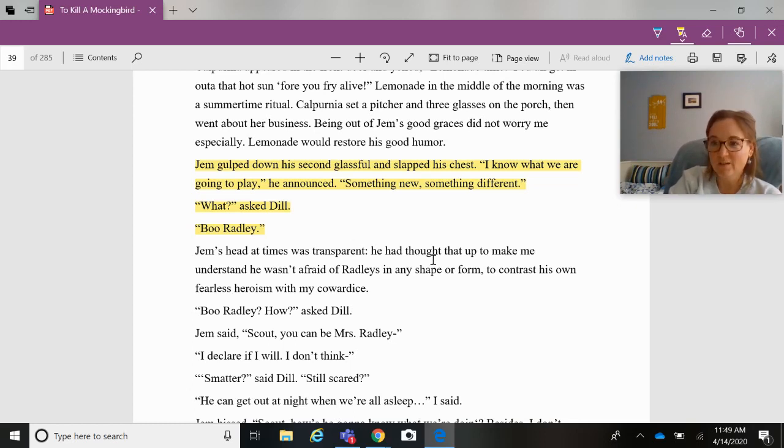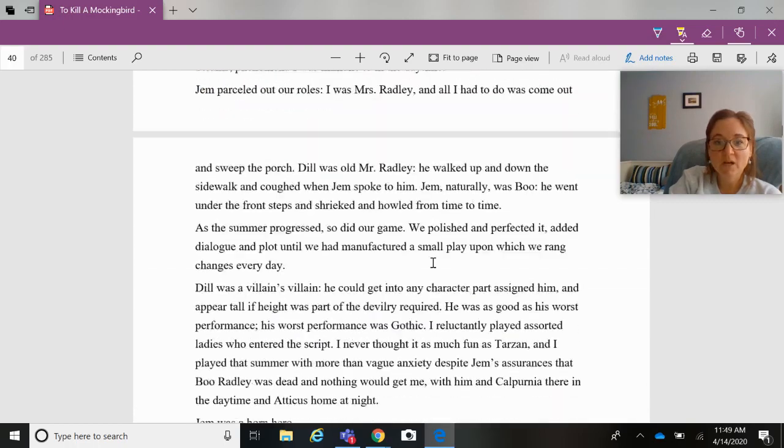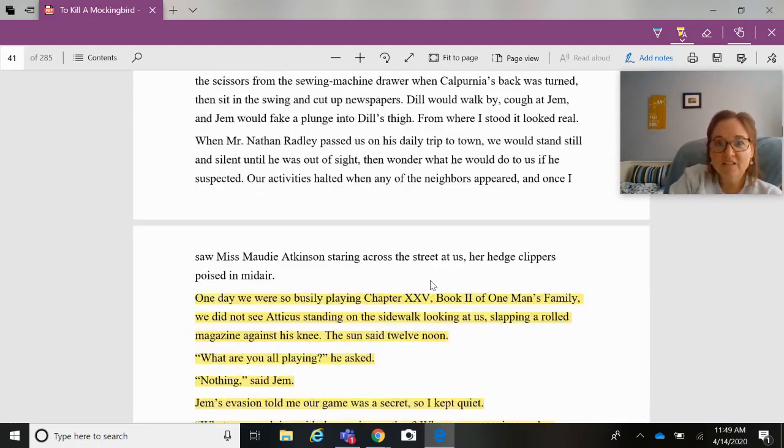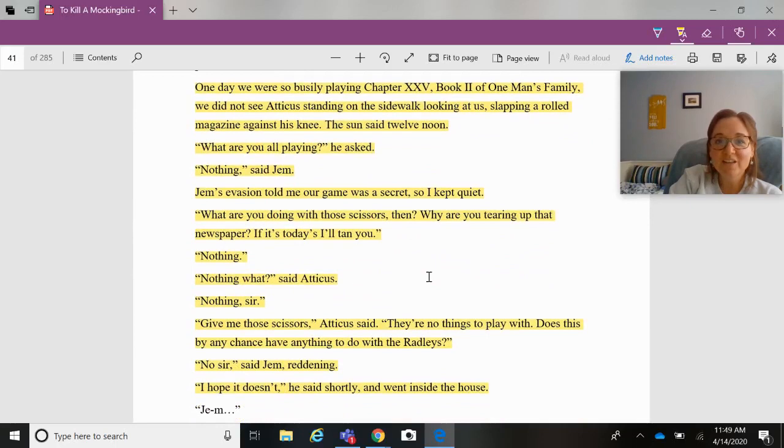That's why we went over what we learned before. So they decide that that's what they're going to do. And one day they were so busy acting it out that they didn't notice Atticus coming up. And Atticus is like, what are you doing? Atticus is suspicious, right?